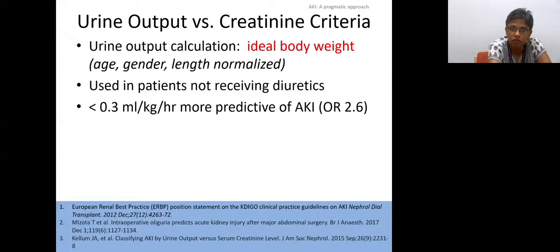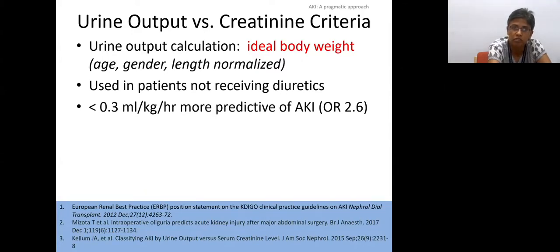Now, there's some confusion regarding which is more important. Is the urine output criteria more important, or the creatinine criteria more important? Now, first, it's important to know that when you use the urine output criteria, you should use the ideal body weight of the patient. Okay, that's important to know. And in a patient who's receiving diuretics, the urine output criteria may be erroneous. And also, a cutoff of 0.3 ml per kg per hour is more predictive of an AKI than the 0.5 ml per kg per hour.